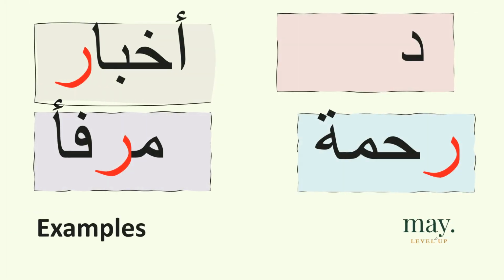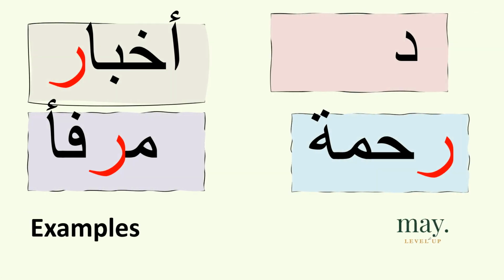Here are some examples of words that contain the letter ra. You can see how it maintains its shape regardless of its position in a word.